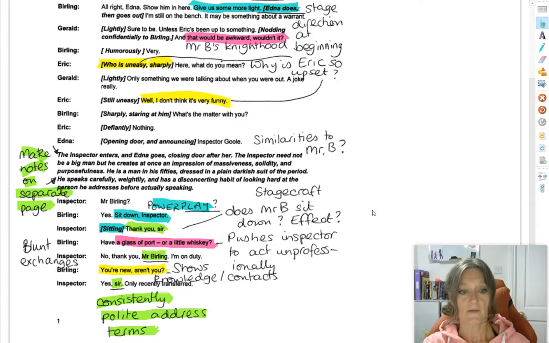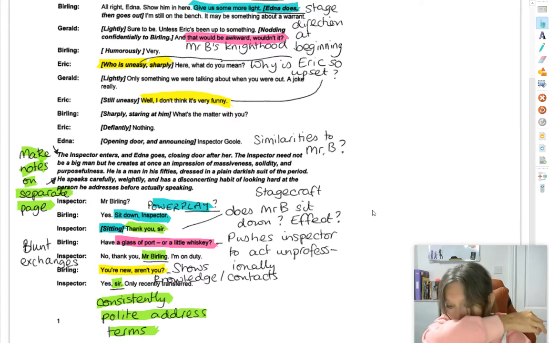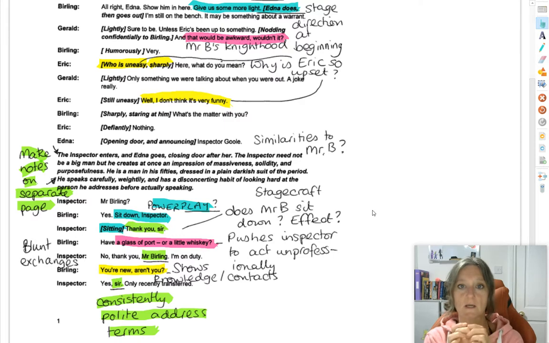And you will notice when you watch the clip earlier, they changed this bit a little bit, didn't they? Mr Birling says, sit down, Inspector. And the inspector says, no, thank you, sir. I prefer to stand. And in a way, I quite liked that change, because it shows that the inspector is going to take no nonsense from Mr Birling and not play the same kind of game as him.